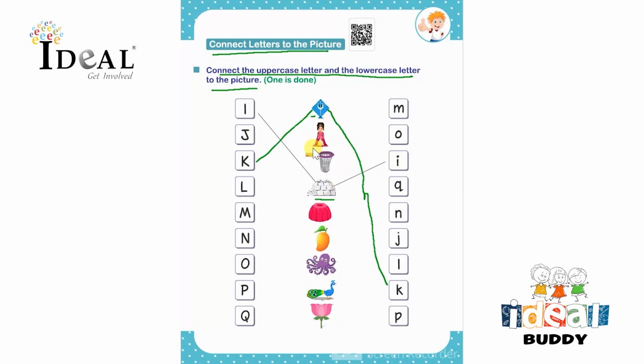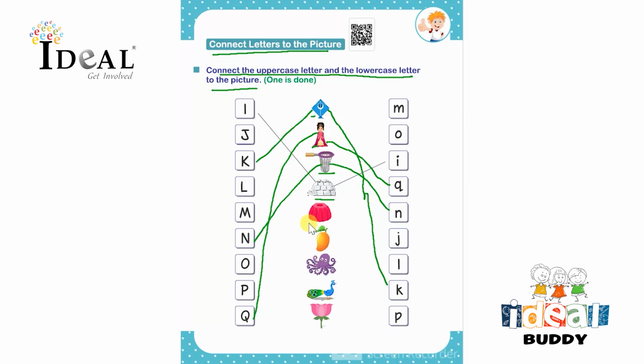Similarly, the next picture is of a queen. So, qu, we will connect it with the uppercase letter Q and the lowercase letter q. Then it is net. The beginning sound is n. So, we will connect it with the capital letter N, that is the uppercase N, and the lowercase n.